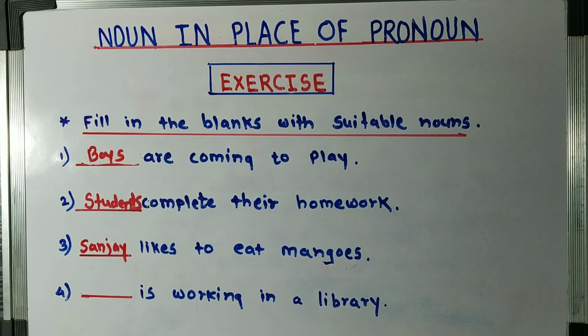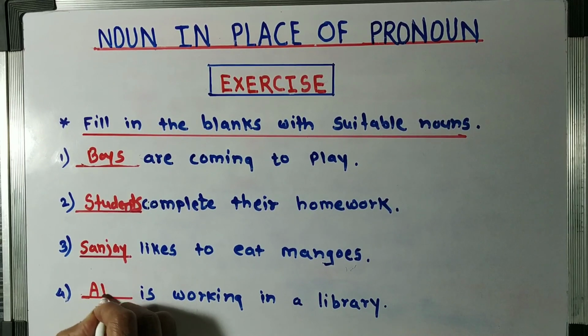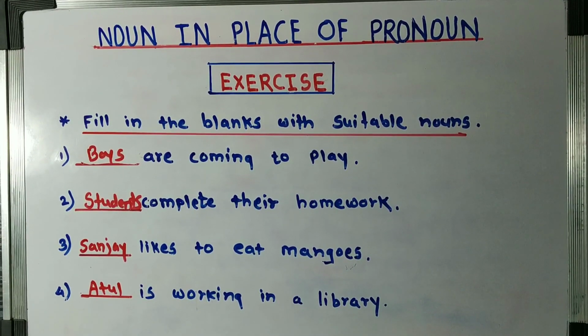And finally, the blank is working in a library. In this example, after the blank space, they have provided the word is, and we know the word is goes with a singular noun. Therefore, in the blank space, I am going to put a singular noun. Atul. Atul is working in a library.